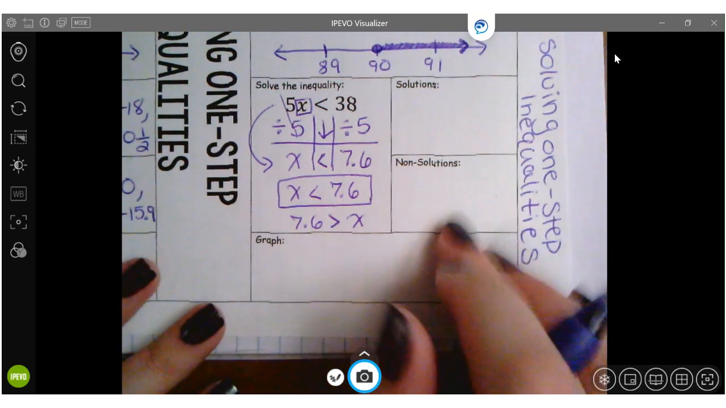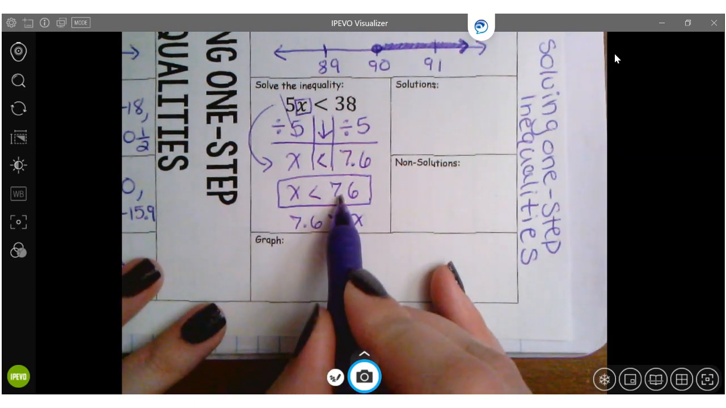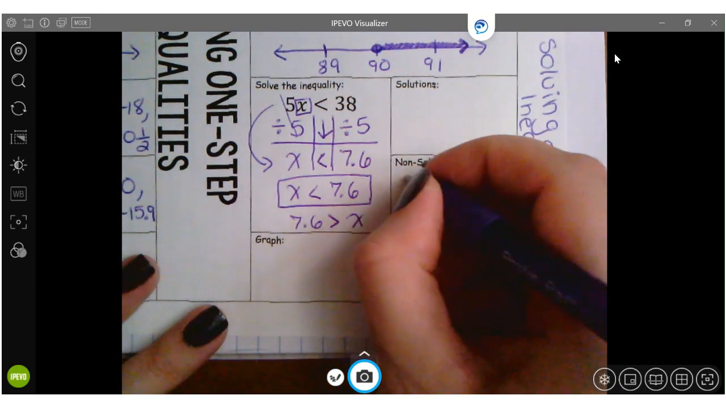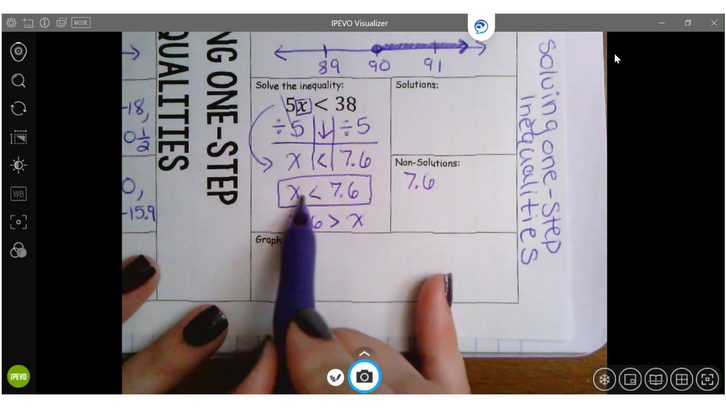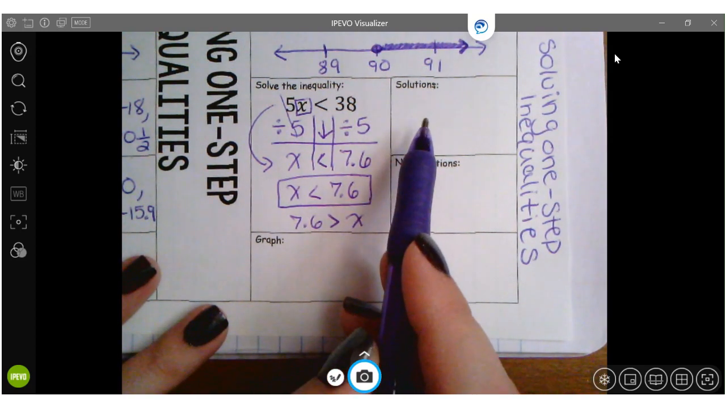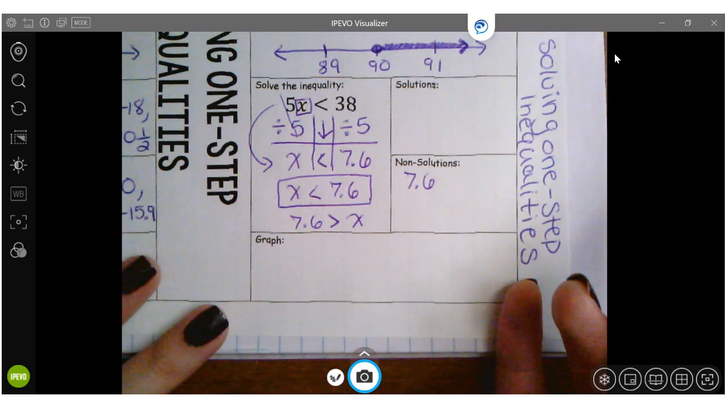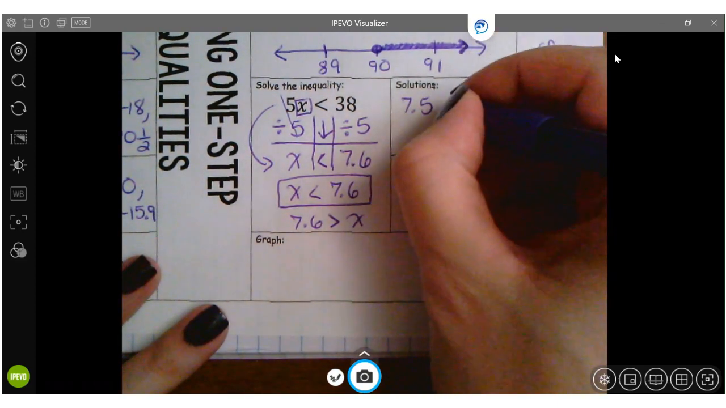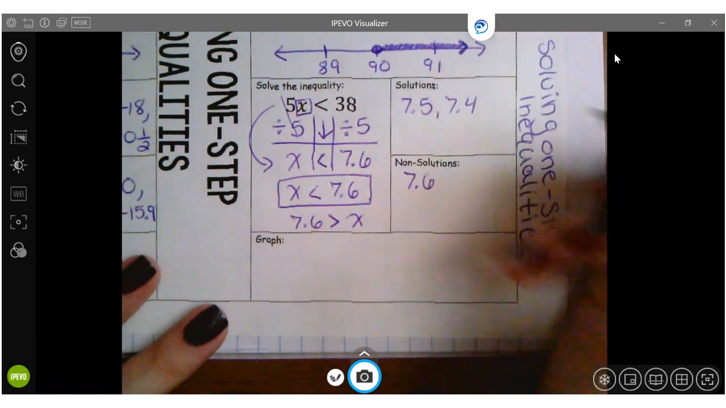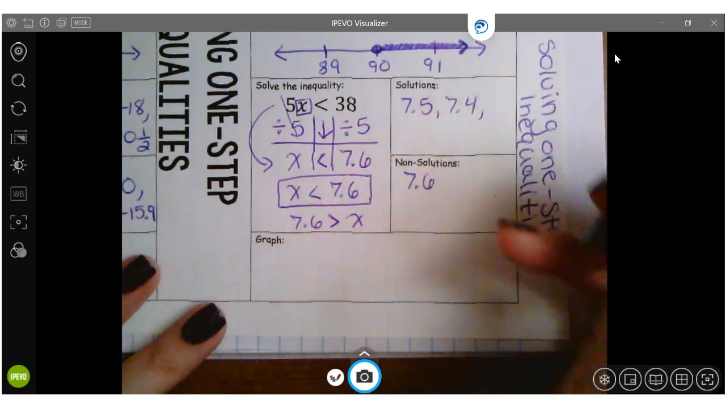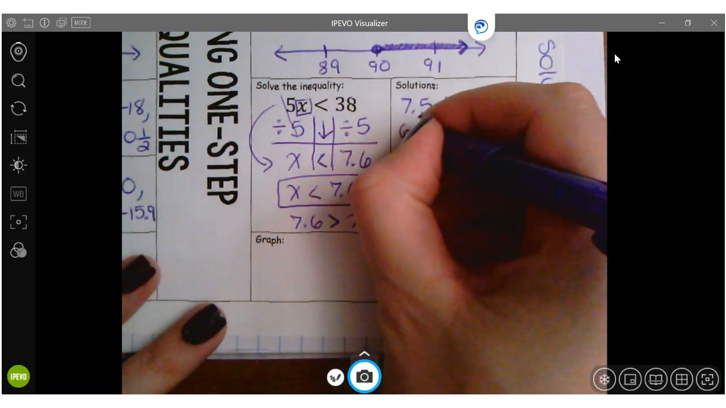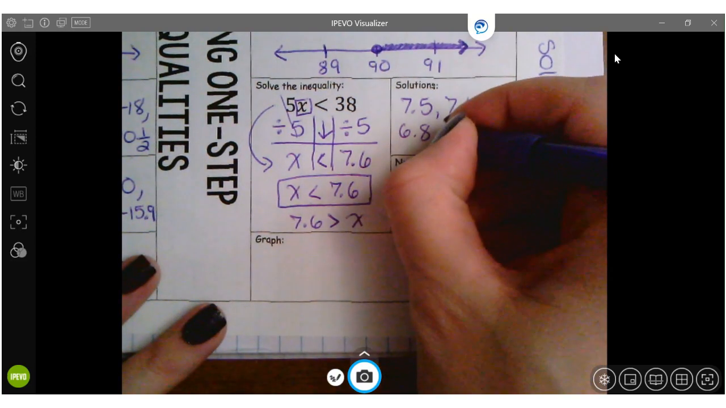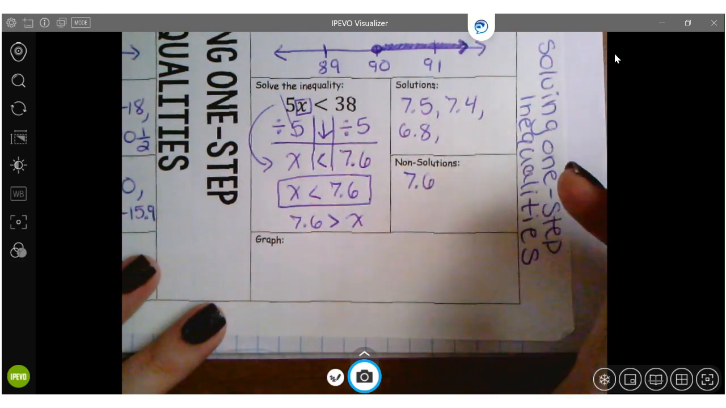All right, so some solutions and non-solutions. First of all, there is no line under this inequality symbol, so 7.6 is not a solution. I'm just going to jump down here and put it into non-solutions. And then we'll come up with some solutions, values that are less than 7.6. Like 7.5, that would work. 7.4. 6.8. I have some decimals here just because we had a decimal as an answer, but you can have whole numbers too.